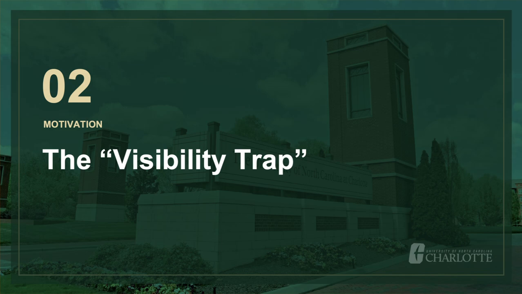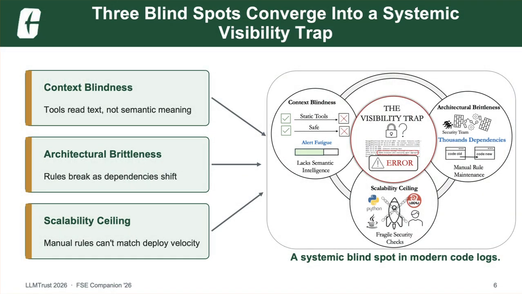Now, this brings us to what we call the visibility trap. The traditional security mechanisms fail because of three converging blind spots. That is the context blindness, which is static tools parse text syntax rather than semantic meaning. The architectural brittleness, which means the hard-coded regular expression rules break when code structures or dependencies change dynamically. And the scalability ceiling, which is the final one: manual rule maintenance simply cannot match modern deployment velocity.